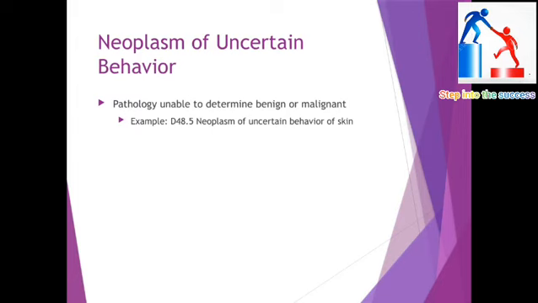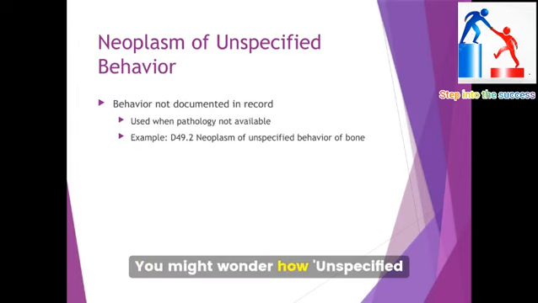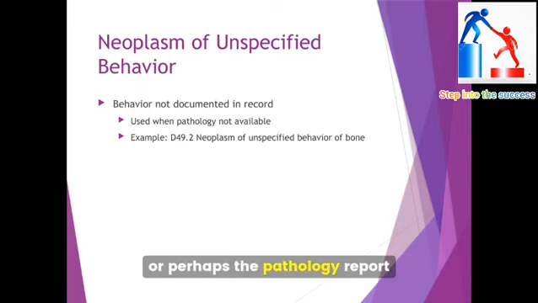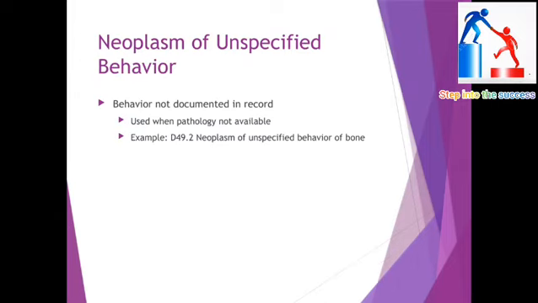You might wonder how unspecified behavior differs from uncertain. Unspecified is used when the documentation in the medical record simply doesn't provide enough information, or perhaps the pathology report isn't available yet. If a doctor just writes bone neoplasm without further detail, we use code D49.2.